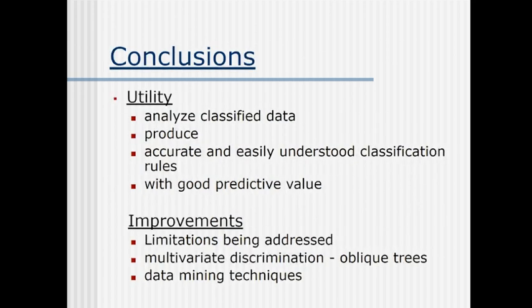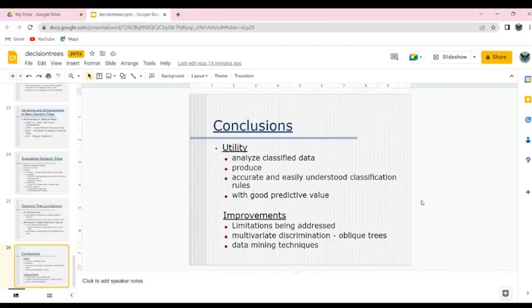So, conclusions. Utility: analyze and classify data, producing accurate and easily understood classification with rules and good predictive value. Improvements would be limitations being addressed: multivariate discrimination, oblique trees, and data mining techniques. So that was pretty much the slides for this. And now we'll go over a code model of decision trees.